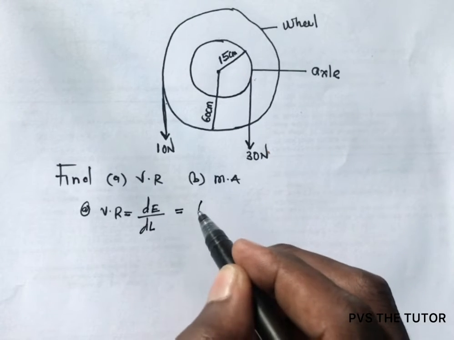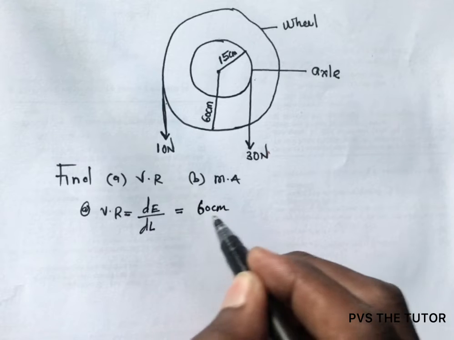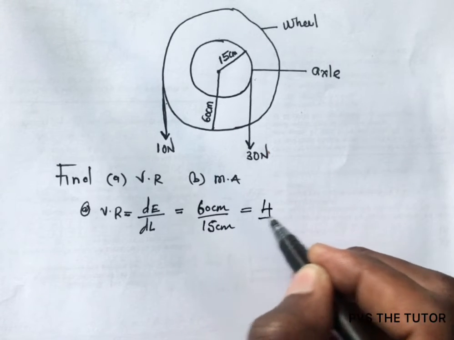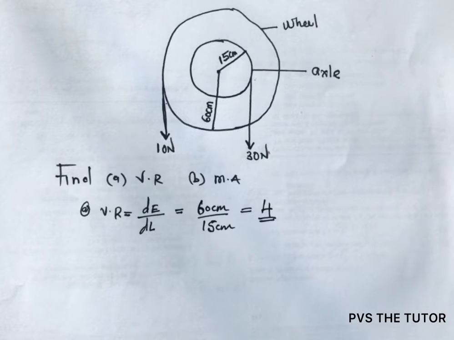And the ratio of this will give you actually what? The velocity ratio. Now, it does not have units, it's a ratio. So do not ever put units under velocity ratio.